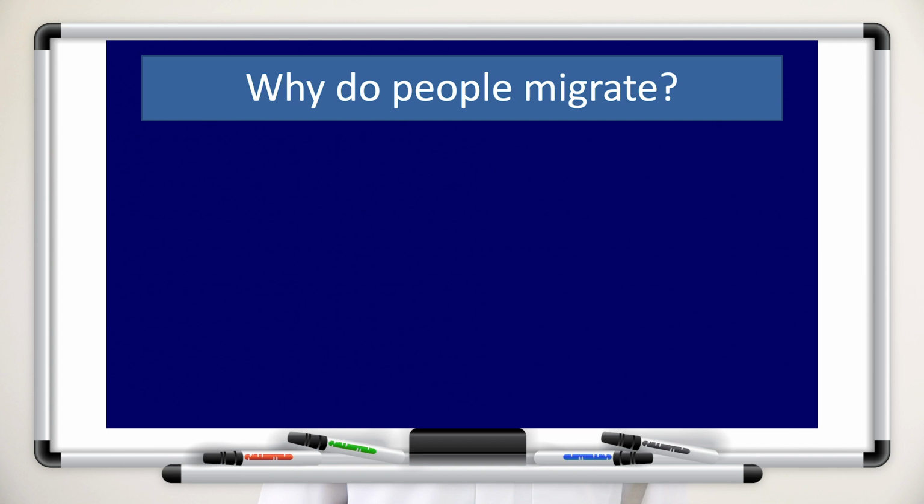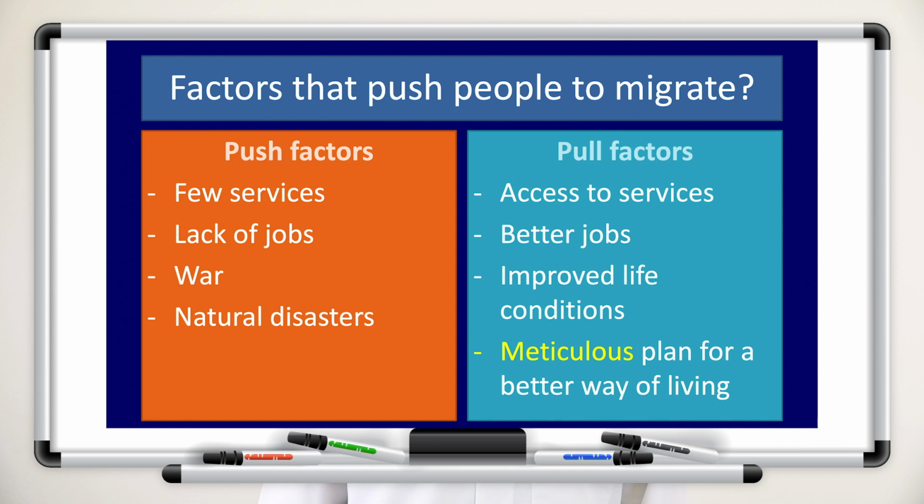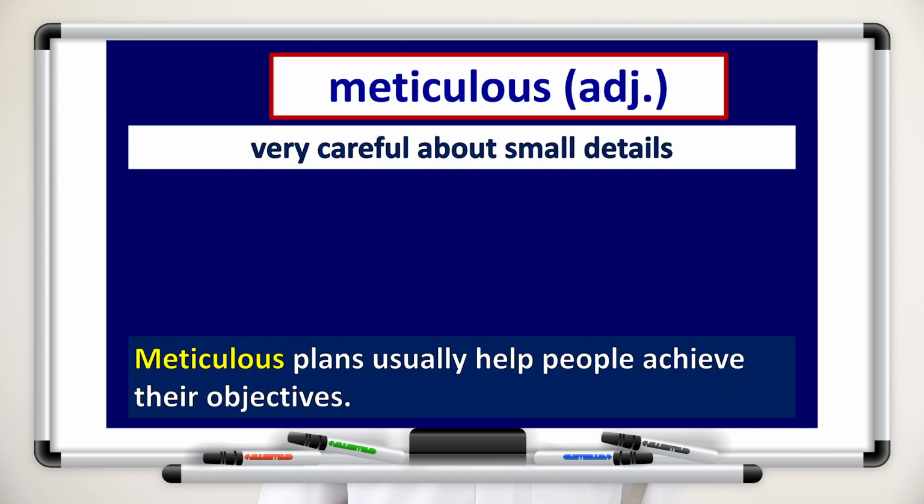Again, why do people migrate? What do you think? There are many factors that push them away, such as few services in their country, or a lack of jobs, sometimes war, or natural disasters. And what attracts them in another country is access to services, better jobs, improved life conditions, and a meticulous plan for a better way of living. Meticulous means very careful with small details.